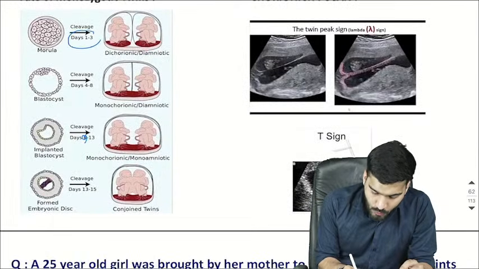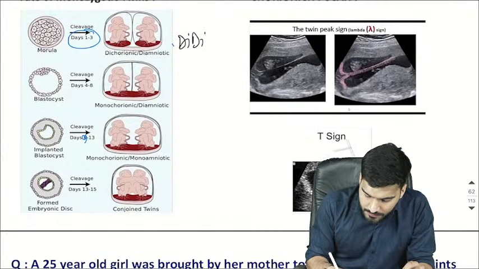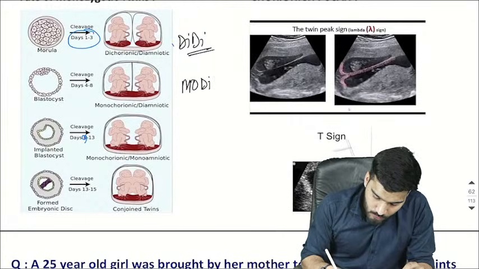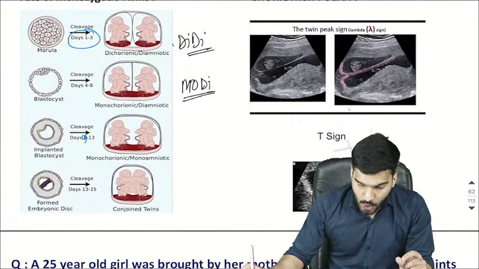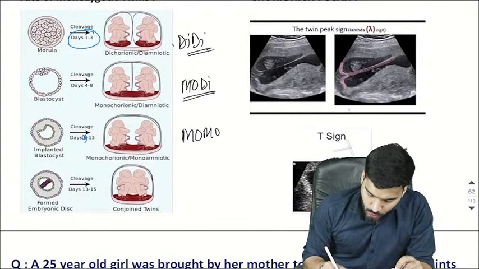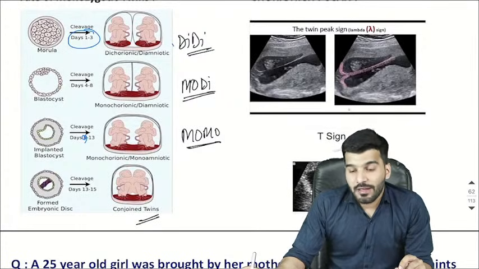So for day 1 to day 3, we have dichorionic diamniotic twins, DD. From day 4 to 8, it is going to be Modi, monochorionic diamniotic. On day 9 to day 13, it is going to be Momo, monochorionic monoamniotic. And then after day 13, it is going to be conjoined twins.